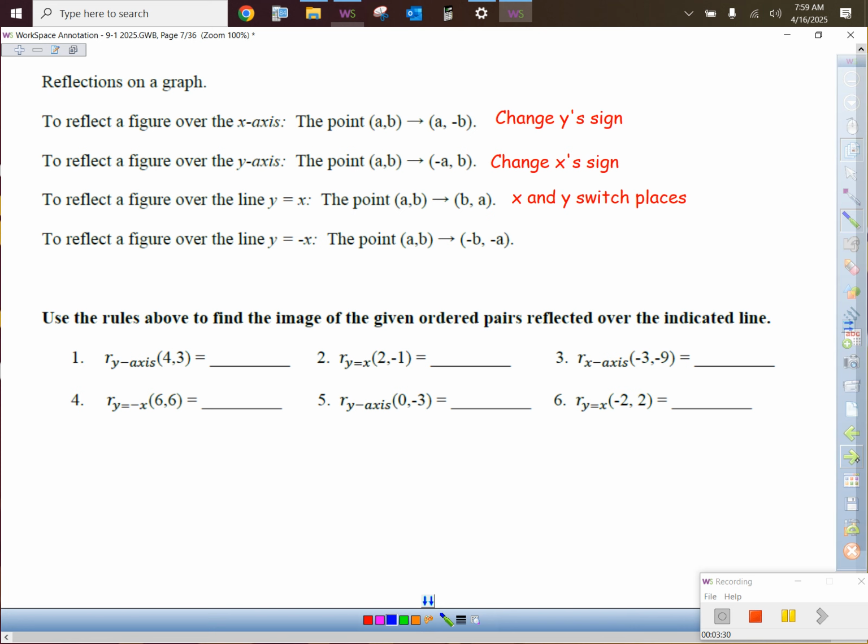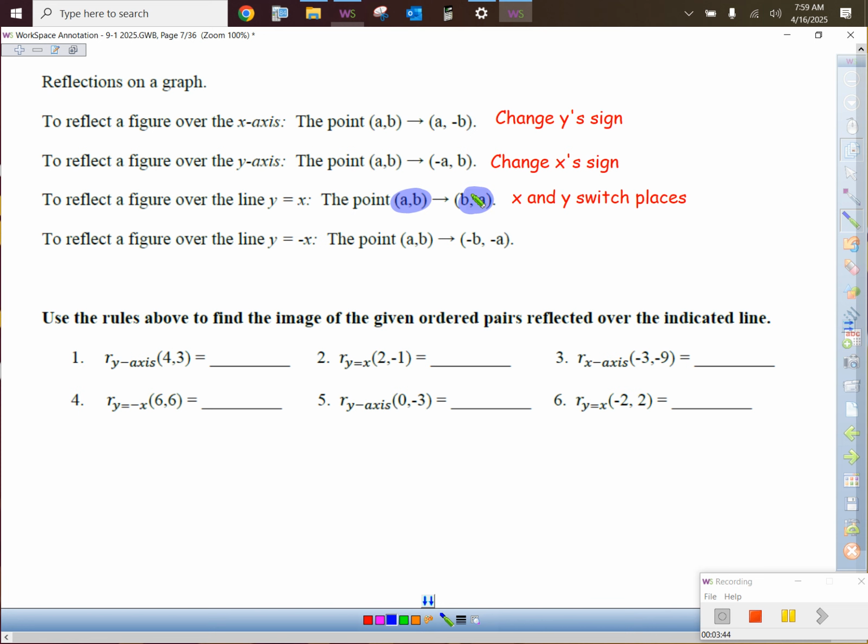X and y switch places. And you can see it in the rule. It started as AB. It became BA. Do you see how they just switch places, right? If you're going to reflect over the line y equals x, you're going to let y equal x, and you're going to let x equal y.